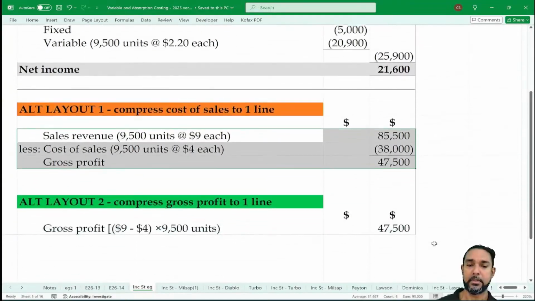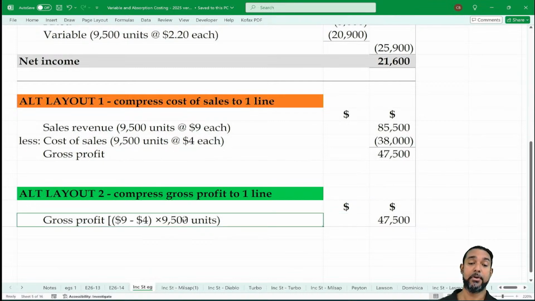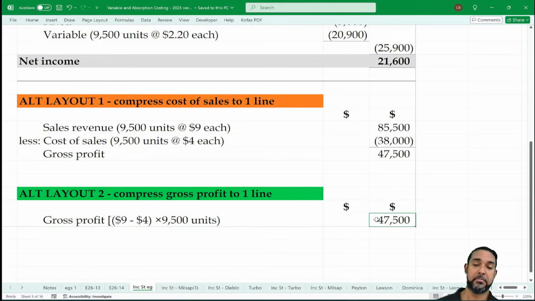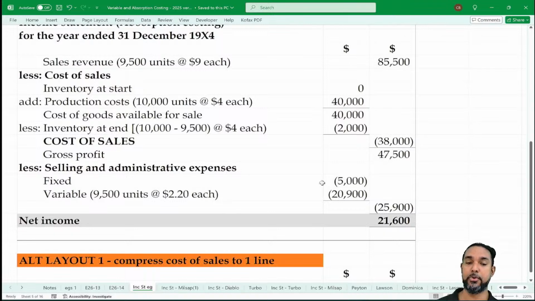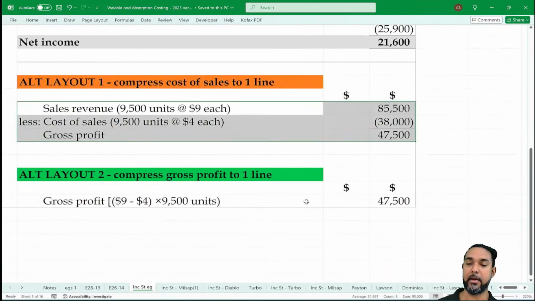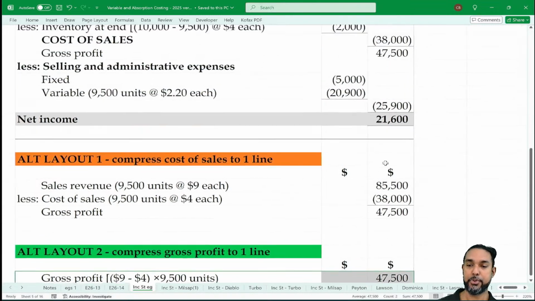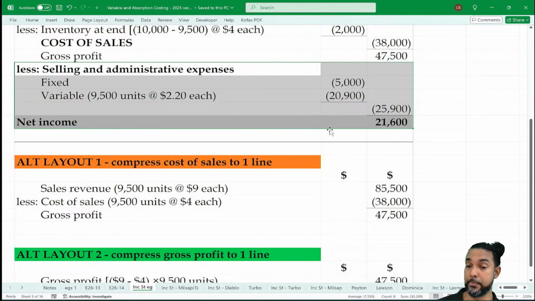The other way to compress it is to compress the whole gross profit calculation into a one-liner. You have the number of units, the selling price, and the cost price; you find the difference, which is the gross profit per unit, and then you multiply by the number of units. So you are free to use whichever method you prefer. I'm not saying that these income statements stop here at 47.5. I was just showing you how to get to this line more quickly. You still have this stuff down here to do.